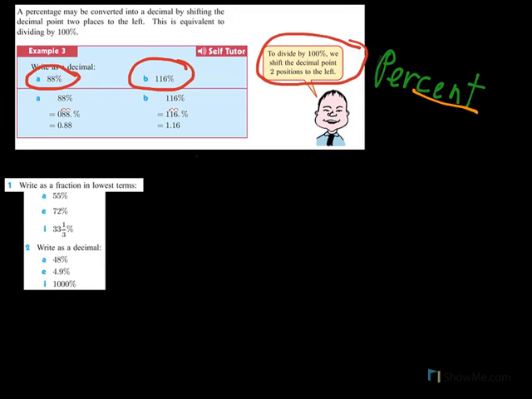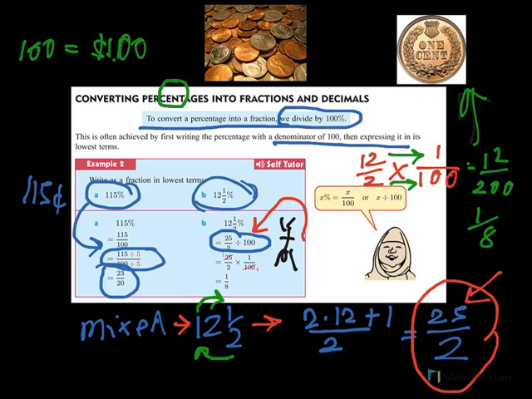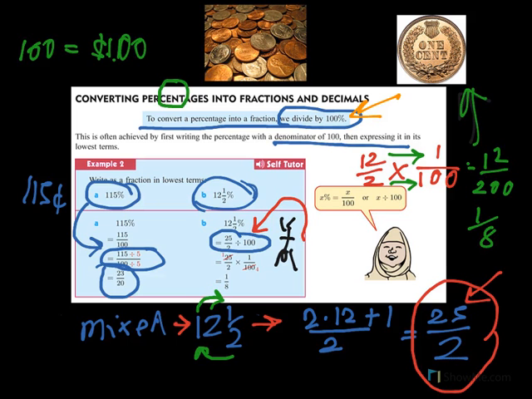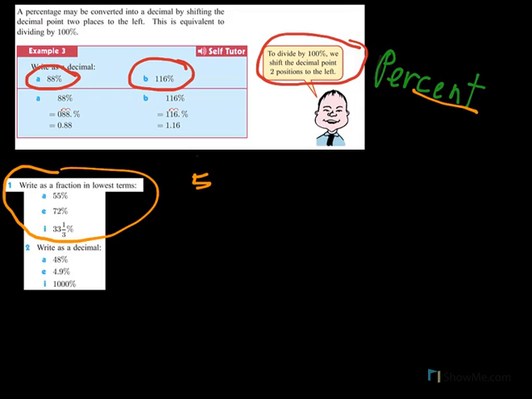Okay, so let's take these problems, which are straight from the book. These problems here, number 1 and 2, A, E, and I, come from both this page and this page. So let's look at the directions. Write as a fraction in the lowest term. So again, number 1, the problems in number 1 are dealing with the first page, taking a percentage and turning it into a fraction. How do we do that? We divide it by 100. Let's do it. 55%. Well, 55% is the same as 55 over 100.